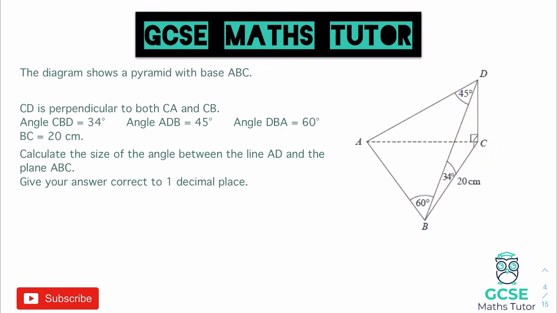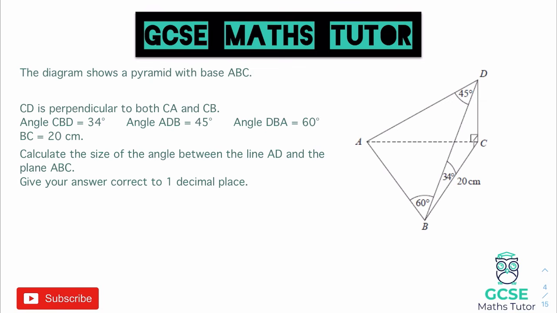It also says angles CBD, ADB and DBA, and it's given us those angles which we can see on the diagram. The one on there which is a little strange to see or to visualise is this 60 degrees just here. And that is the angle in the bottom right of this triangle sitting on the front there. So you've just got to be careful with that one because that one does look a little bit strange. You've also got the length B to C, which is 20 centimetres, and it wants us to calculate the size of the angle between the line AD and the plane ABC.